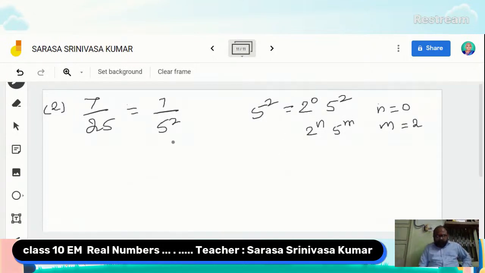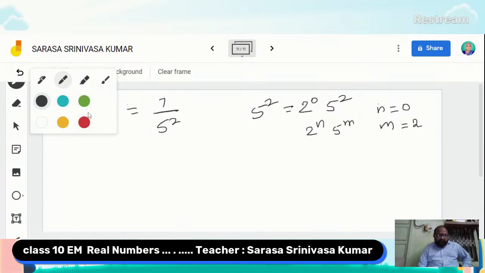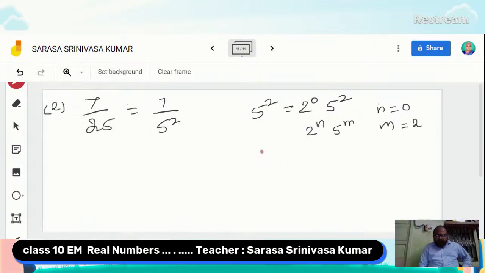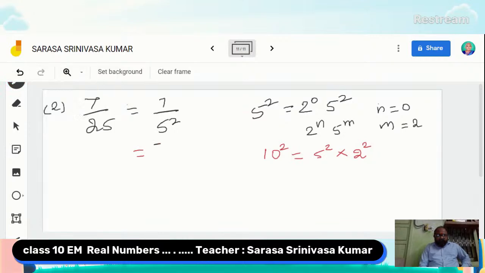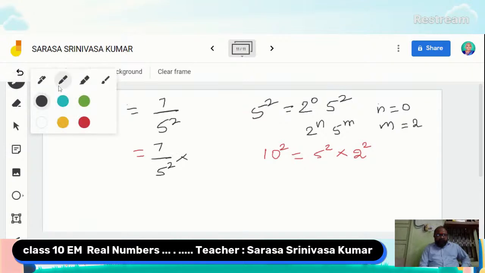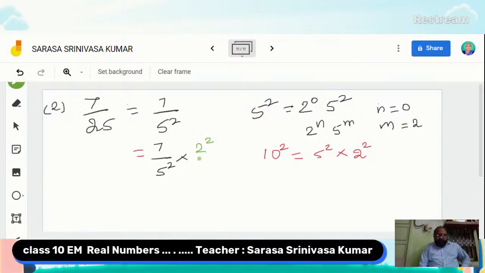2 square. So we want to get 10 square in the denominator. It must be multiplied and divided by 2 square. We already have 5 square and it should be multiplied by 2 square. Therefore, we write this step: 7 by 5 square multiplied by 2 square divided by 2 square.